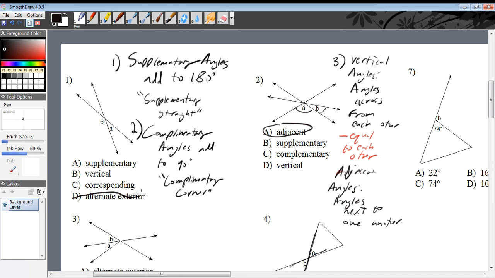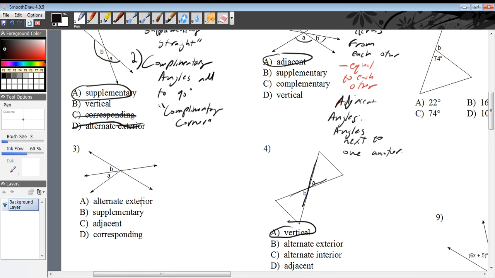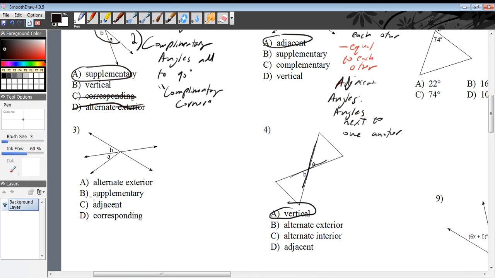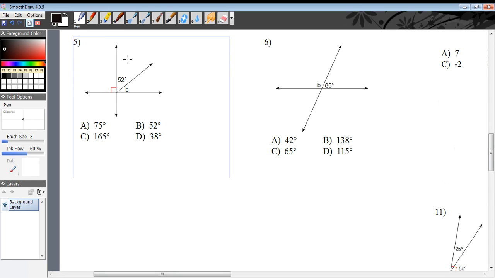Don't worry about alternate exterior or corresponding. You'll learn about those in ninth grade. But these also, B and A, make a straight line, so they will also add up to 180 degrees. They are a straight angle. So 1 is supplementary, 2 is adjacent, and 3, these are angles next to each other, so these are adjacent. Okay, so now we're going to dive into the problem solving.